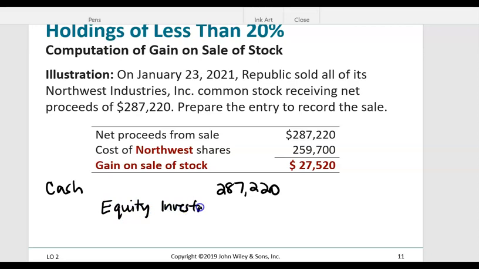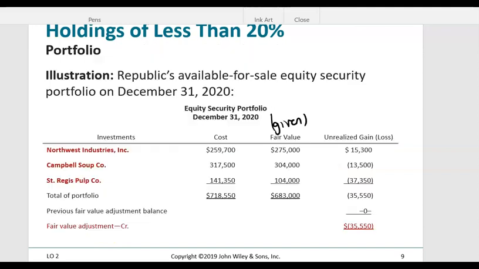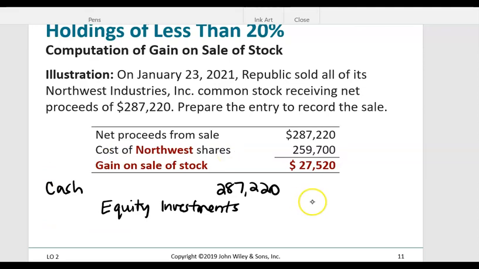And the question is, at what amount do we remove these equity investments? Do we remove them at the cost of those equity securities or the fair value? And the answer is, well, we never actually changed the Northwest Securities account from cost to fair value. We tracked the portfolio's change in fair value in a separate account called fair value adjustment. So we're going to remove these securities at their acquisition cost, 259,700.